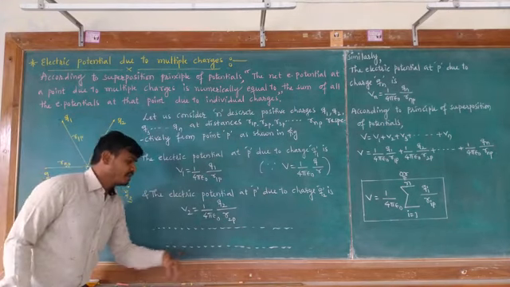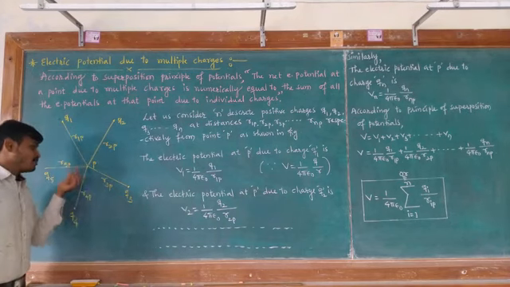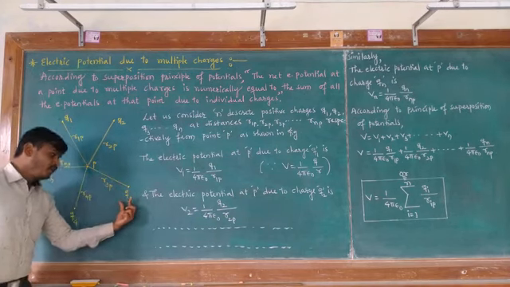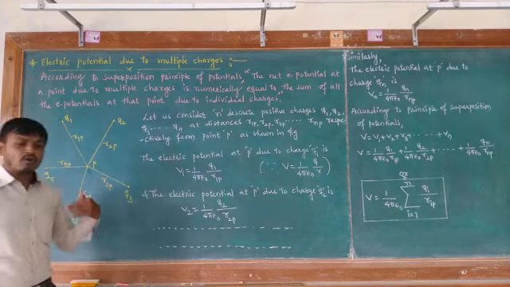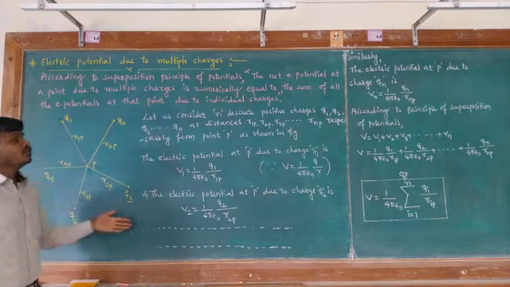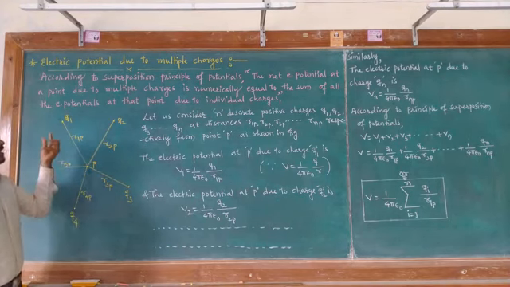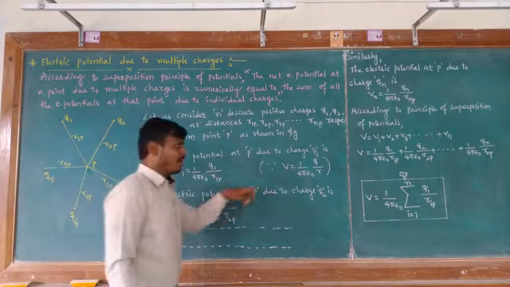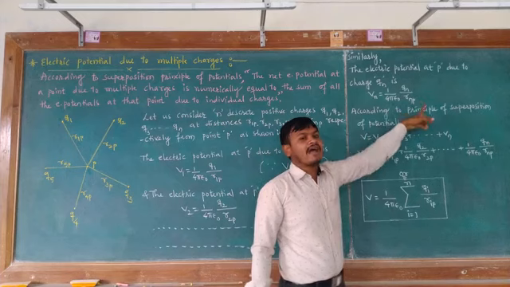And epsilon naught is the free space permittivity. Similarly, the electric potential at point P due to charge Q3 is given by V3 is equal to 1 by 4 pi epsilon naught Q3 divided by R3p, and so on up to the nth charge. Therefore, finally we can write the electric potential at point P due to the nth charge as Vn is equal to 1 by 4 pi epsilon naught Qn divided by Rnp.